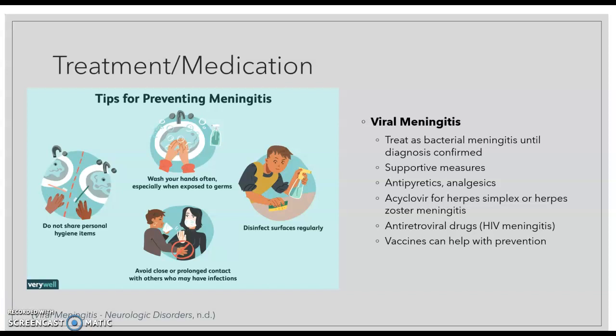As stated earlier, viral meningitis will be treated as if it were bacterial until you get an actual confirmed viral meningitis diagnosis. At that time, you'll be treated with supportive measures such as antipyretics to help with fever, analgesics, antiretroviral drugs, etc. Vaccines can also help with prevention here as well.